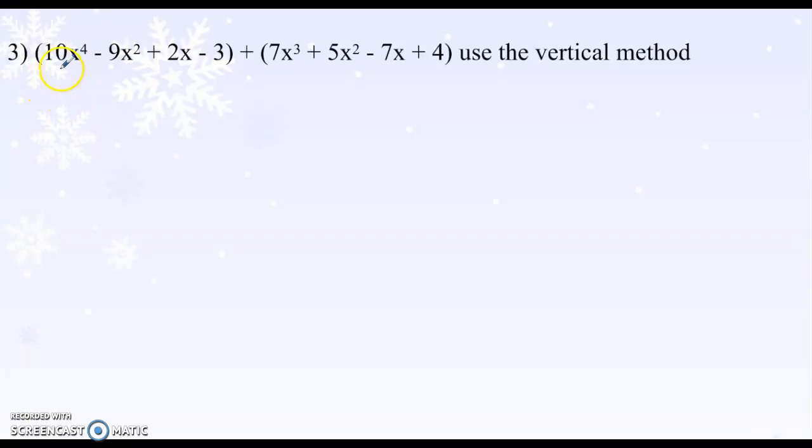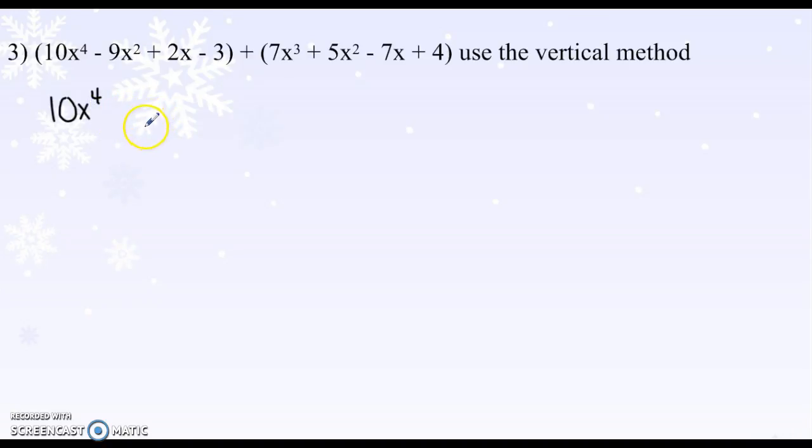So what I'm going to do is list my first polynomial. This has 4 terms. And notice that if I look at the exponents, it's got an x to the 4th. It doesn't have an x to the 3rd, but then it goes x squared, x to the 1st, and really x to the 0th. So what I'm going to do is leave a little gap.